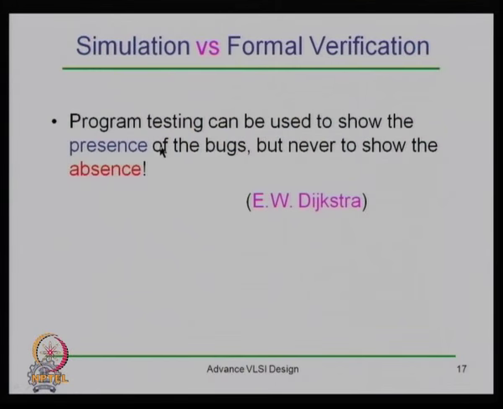There is a famous quote by E.W. Dijkstra, and what he says is that program testing, that is equivalent to your simulation based verification, can be used to show the presence of bugs, but it can never show the absence of bugs. It is only formal verification which can say the absence of bugs with respect to a given property.